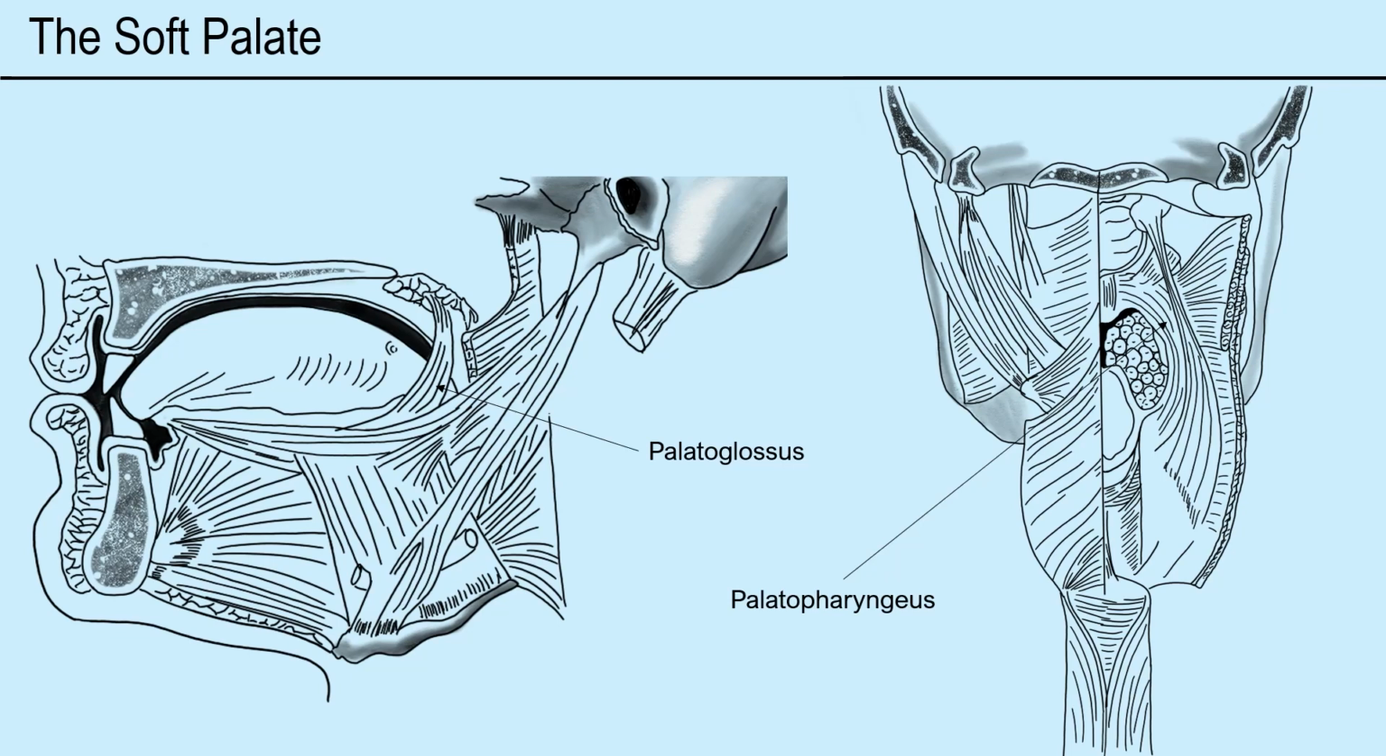The final muscle of the soft palate is the musculus uvulae, which arises from the posterior margin of the hard palate and passes into the mucosa of the uvula. It elevates and retracts the uvula.